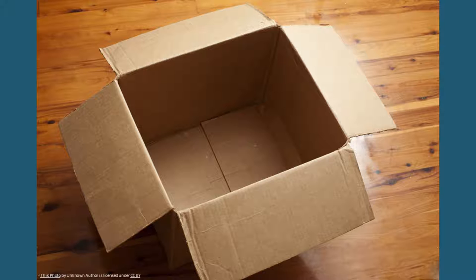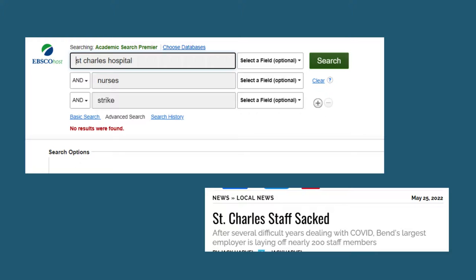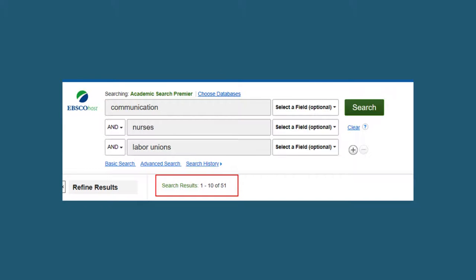I will say some ideas, no matter how much you refine them, will not produce enough results to be viable. This often happens when your topic is too narrow to be covered in the scholarly literature. Let's say you were interested in how nurses communicate with the general public about their labor negotiations with management at St. Charles in Bend. This is something you'd find covered in local news or be able to interview people about, but you'd have to broaden your topic away from the specific regional focus to find coverage in an academic database.